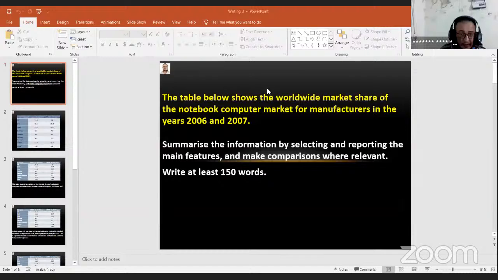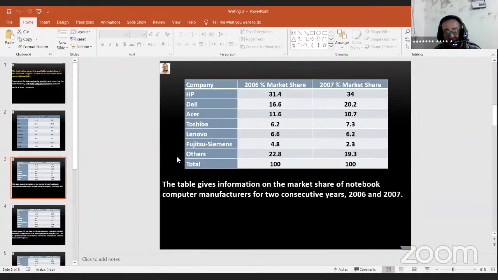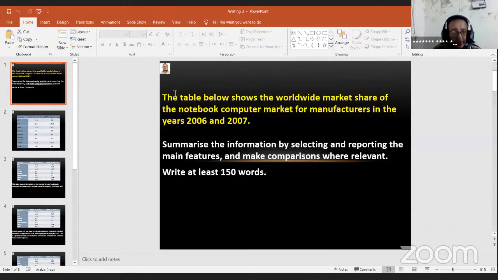Comparisons were relevant. Write 150. Then you have 2007, the market share by percentage. So the table gives information on, the table shows information on, the table illustrates information on. Then you rewrite the statement here, not all of it, some of it. Let's say the words which you need.